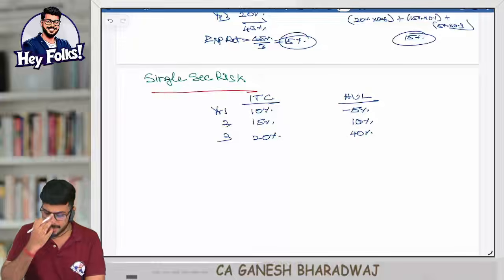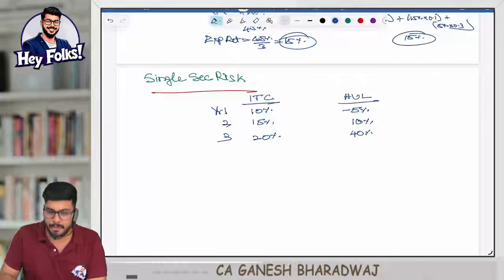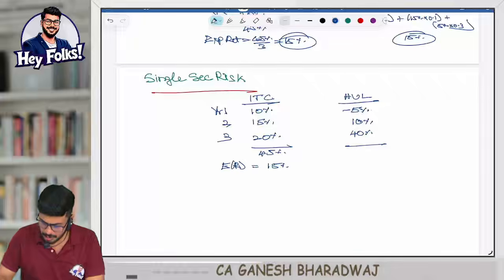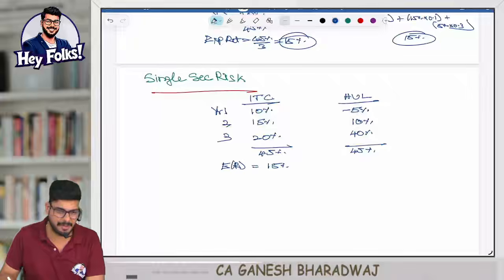Now, in this case, first of all, you tell me for ITC, what is the expected return? Can I say the total here is 45%, and the expected return is going to be 45 divided by 3? How much is it? 15%. HUL, what is the total here? Minus 5 plus 10 plus 40. Again, the total is 45, deliberately I've kept it. So here the average is going to be what? 45 by 3. How much is it?